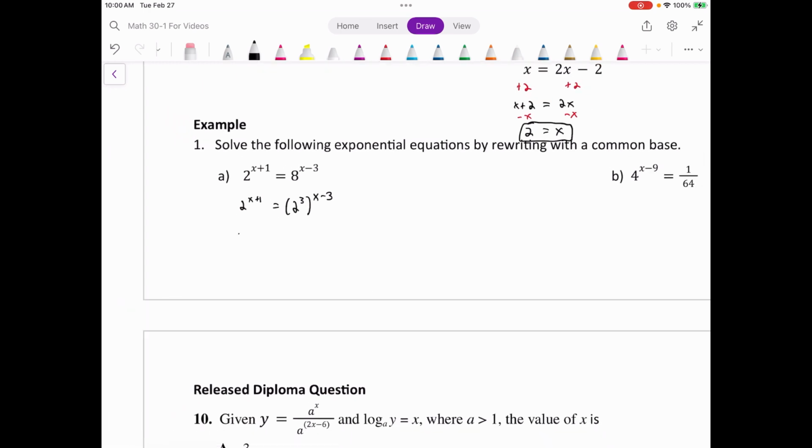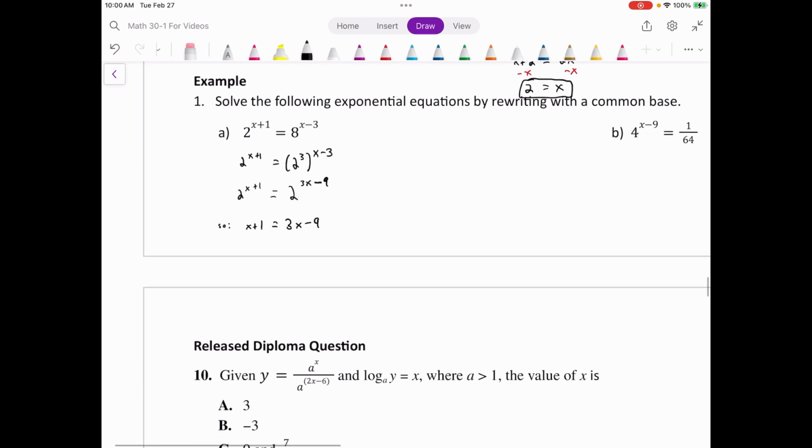So now I have 2 to the x plus 1, and using my exponent laws, I know I can multiply the 3 by the x minus 3. So this is 2 to the power of 3x. 3 times negative 3 is negative 9. And once again, if 2 to the power of x plus 1 is equivalent to 2 to the power of 3x minus 9, that's only possible if x plus 1 is the same thing as 3x minus 9, right? Raising 2 to those powers gave us the same thing. So those powers must be the same power.